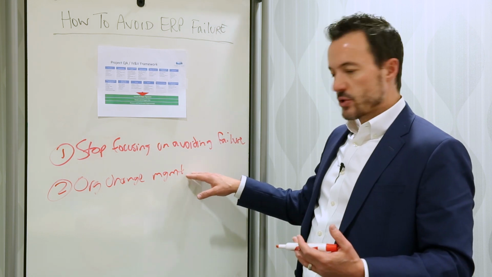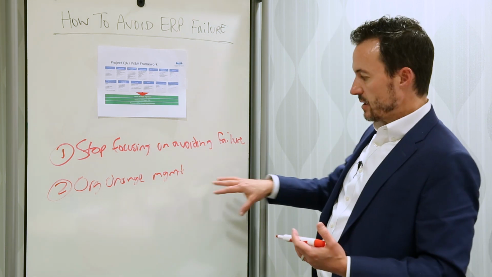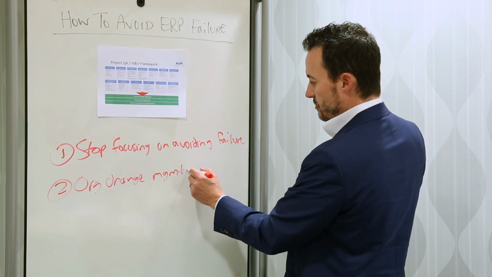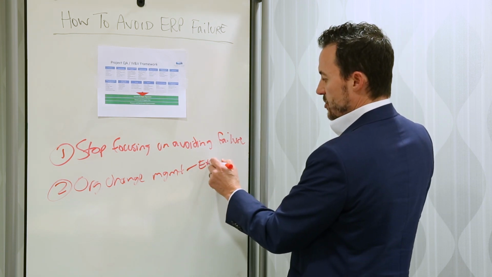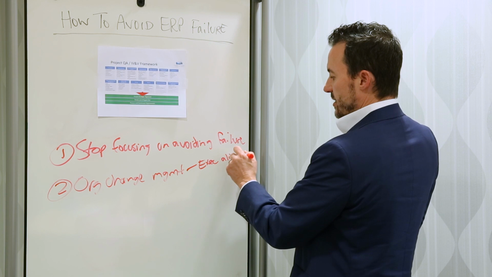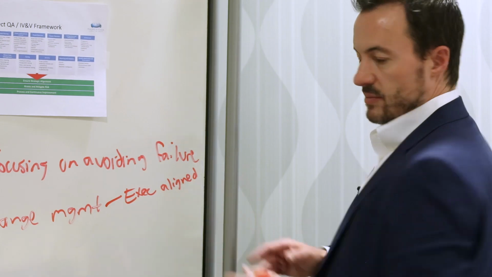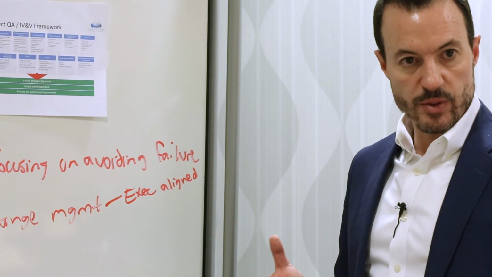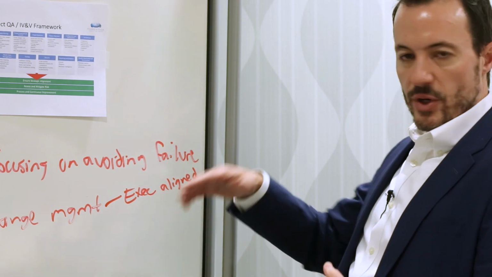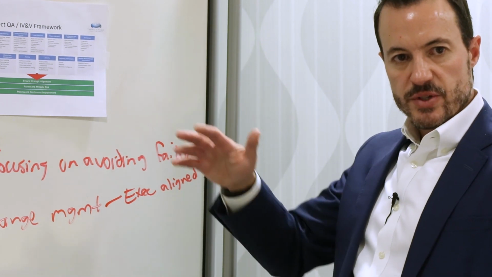Now, within organizational change, that means a lot of different things. There's a lot of layers within change management. You have executive alignment, making sure that the executives are aligned on what the vision for the project is and what the goals and objectives of the project are. That's one of those high-level strategic change management types of things.